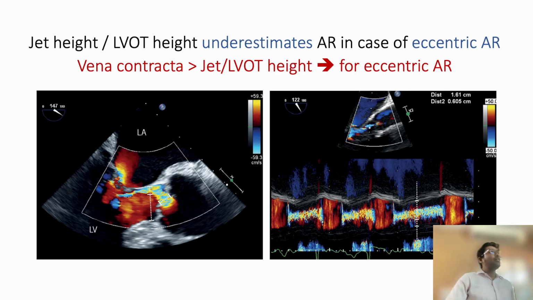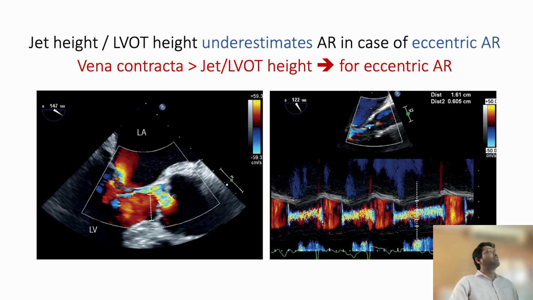Now jet height by LVOT height actually underestimates the AR in case of eccentric AR. We can see that this is an eccentric AR and this is the vena contracta, and this is only the jet height. So if we consider the jet height and LVOT height ratio, this might be in the moderate range, but if you see the vena contracta, it will be in the severe range. So vena contracta is better than jet by LVOT height in case of the eccentric AR.